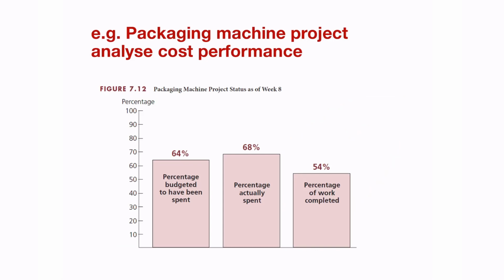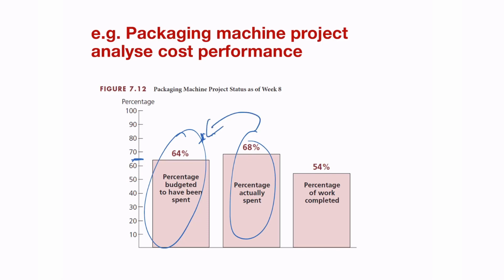Looking at the packaging machine example again, you can see that the percentage of the budget that has been spent is 64%. So we should have spent 64% of the amount of money that we budgeted for as at week 8. And we've actually spent 68%. So we spent more than the budget. And we've only received 54% of the work in terms of earned value that has been completed up to this point, which does mean that we are over budget and we received less for what we've paid up to this point. So the question is, will the work accelerate, or what do you do at this point?